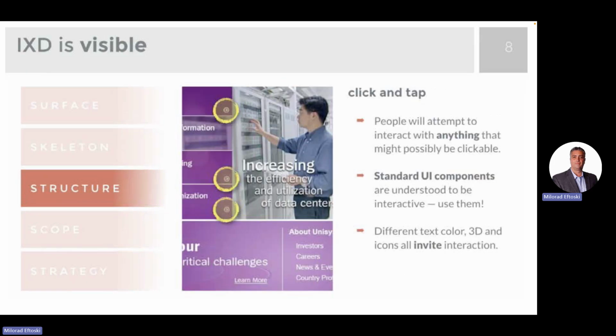Click and tap. Those are hints. Hints are used in most apps. And again, I'll mention games because they're a big part of the learning stuff. And you should always hint points because how will people know to click where they're supposed to click? So hinting is a big thing. Click and tap. People will attempt to interact with anything that might possibly be clickable. If it looks like a button, it must be a button, right? Standard user interface components are understood to be interactive. Use them. Different text color, 3D icons, all invite interaction.